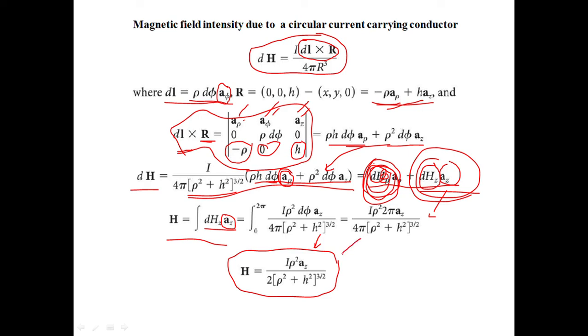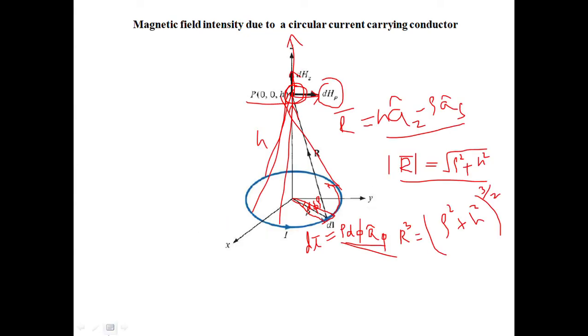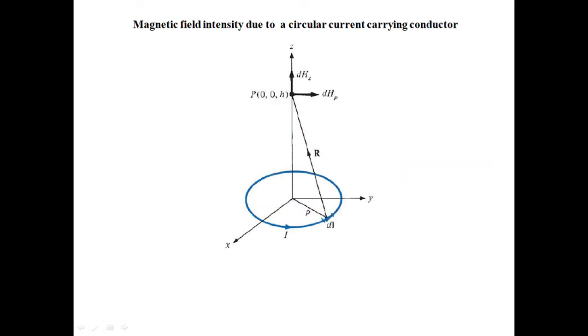Nothing much difficult here. The only thing you have to understand here is that this rho component will be 0. Why? I'll explain once more. This dl we have considered only for the sake of analysis. I can consider anywhere on this circle, correct? This line whatever I've drawn, I can draw from anywhere on the circle to this point.